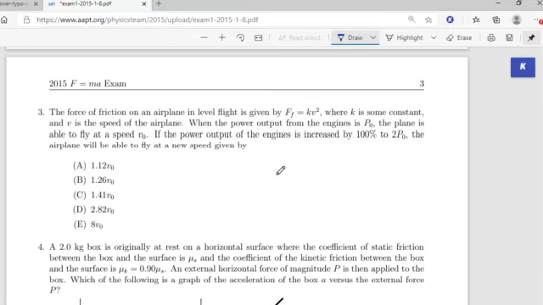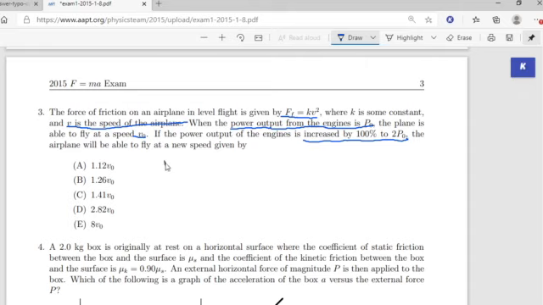Okay, the force of friction on an airplane in a level flight is given by friction equal to kv squared, where k is some constant, and v is the speed of the airplane. When the power output from the engines is p naught, the plane is able to fly at a speed v naught. If the power output of the engines is increased by 100% to 2 p naught, the airplane will be able to fly at a new speed given by blank.